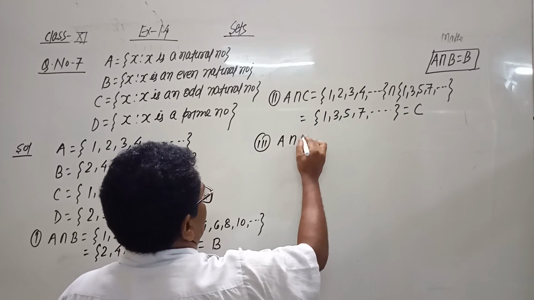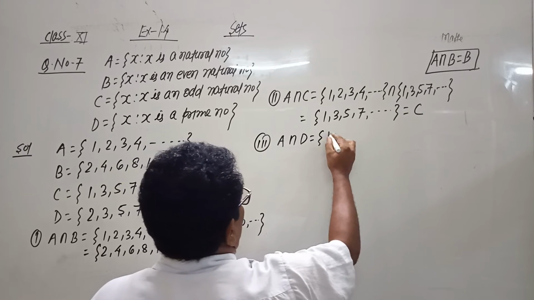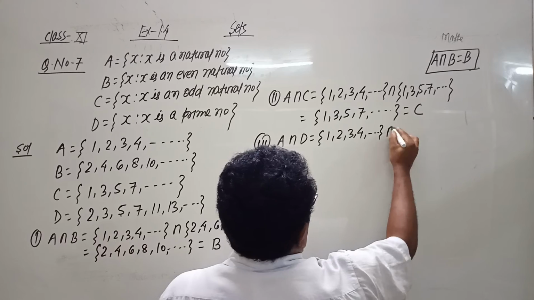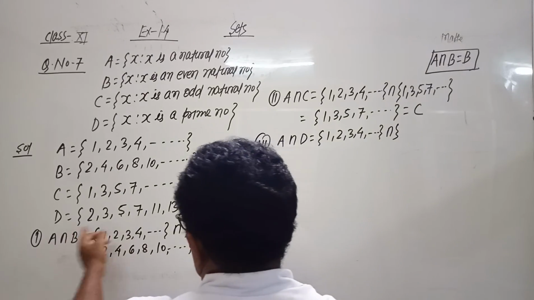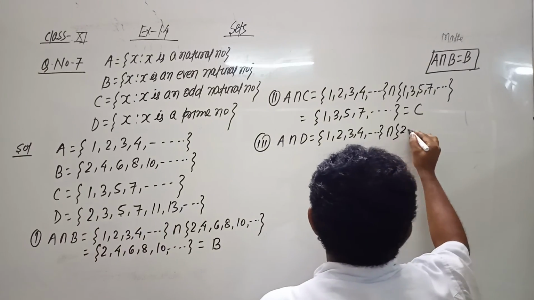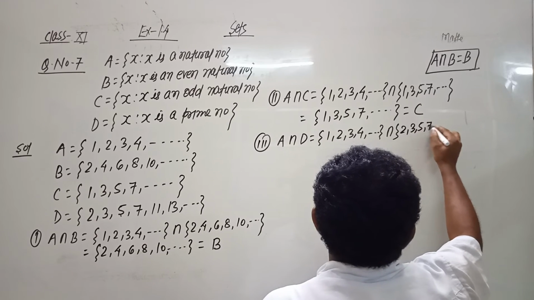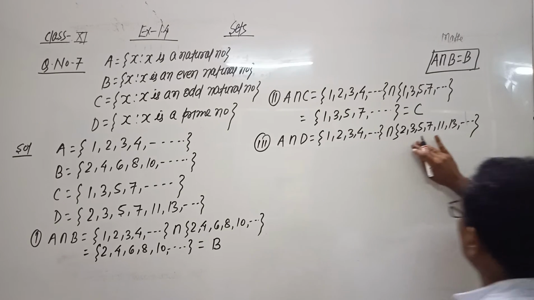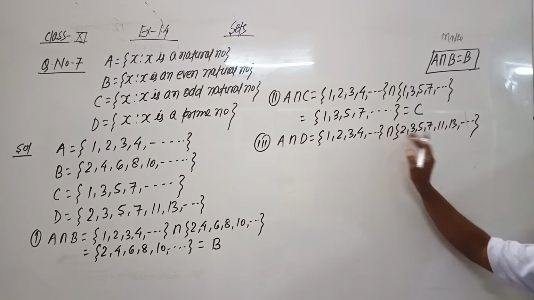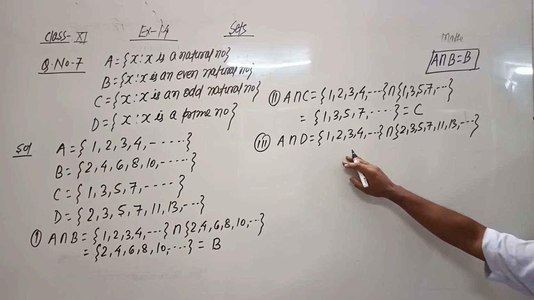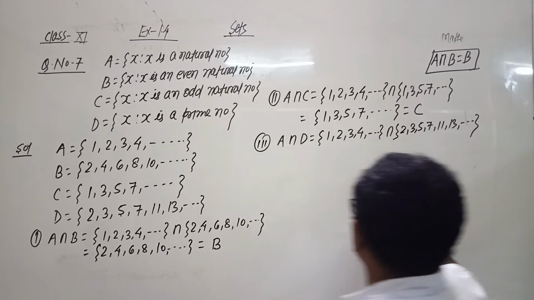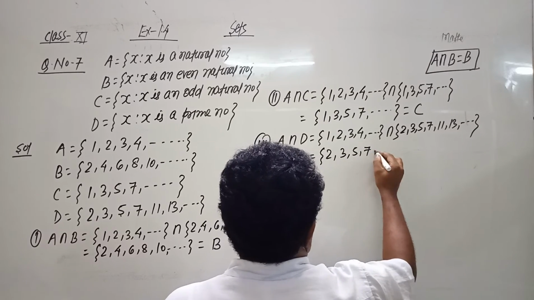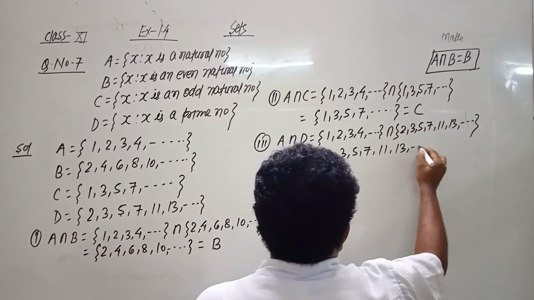A intersection B. The value of A is 1, 2, 3, 4, all natural numbers. Intersection, the value of B is prime numbers: 2, 3, 5, 7, 11, 13, and so on. So all prime numbers are also available in natural numbers. So the result will be 2, 3, 5, 7, 11, 13 and so on.